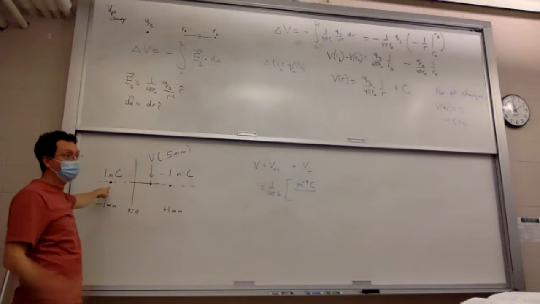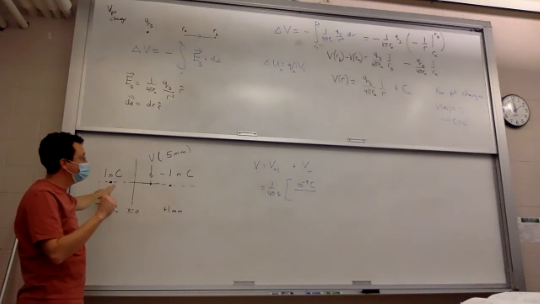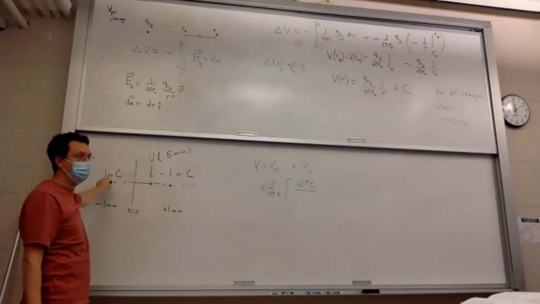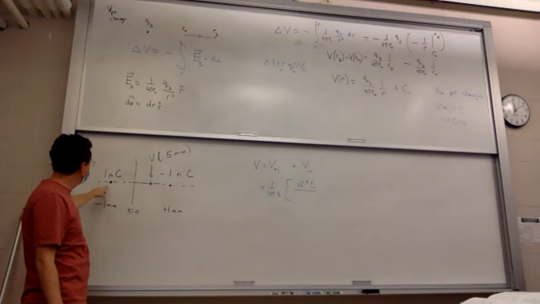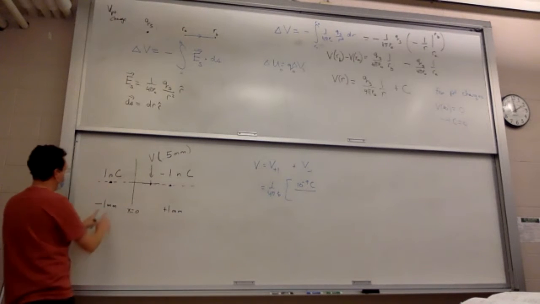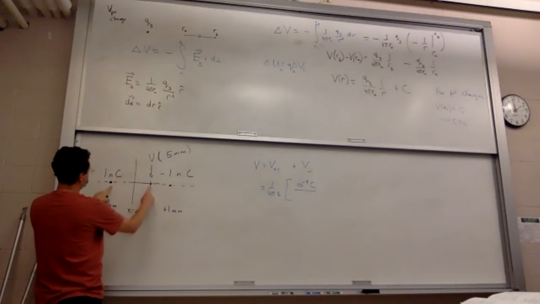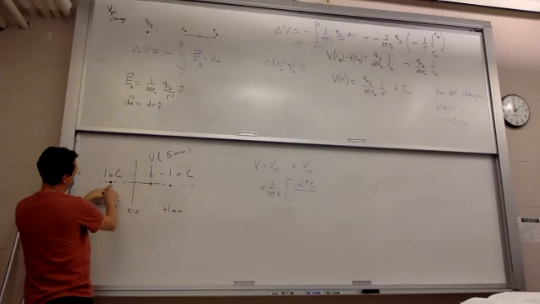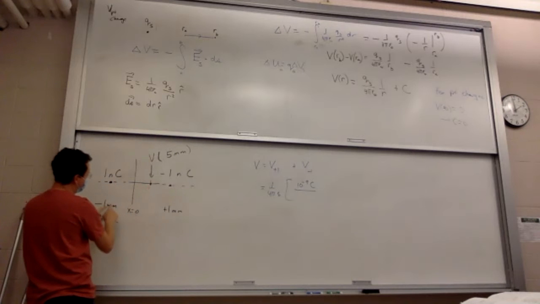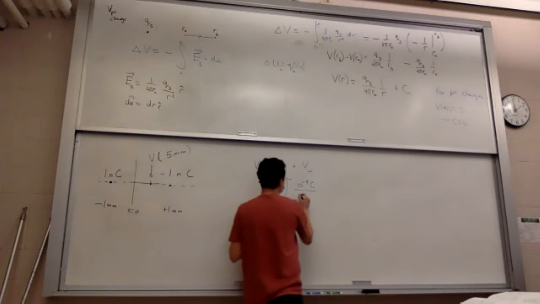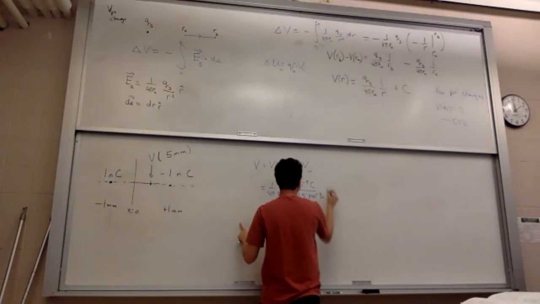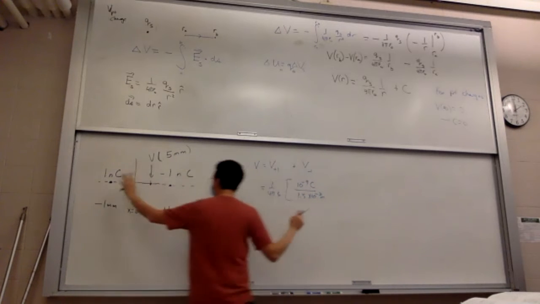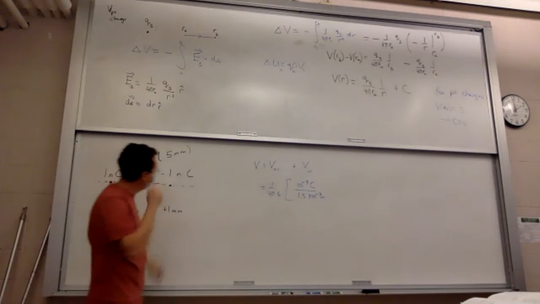It's 1 over r, so it's different than the electric field, which is r squared. Nano is 9; 6 is micro. So the distance is negative 1 millimeter, but I want the magnitude of the relative vector. So this is going to be 1.5 millimeters, 1.5 times 10 to the minus 3 meters. That's the potential coming from this charge.